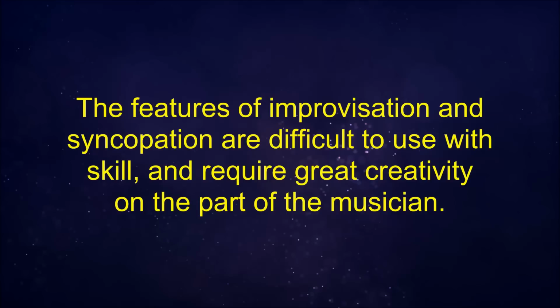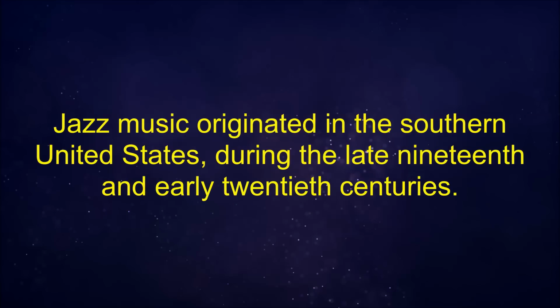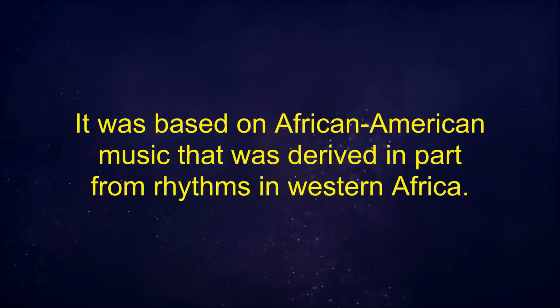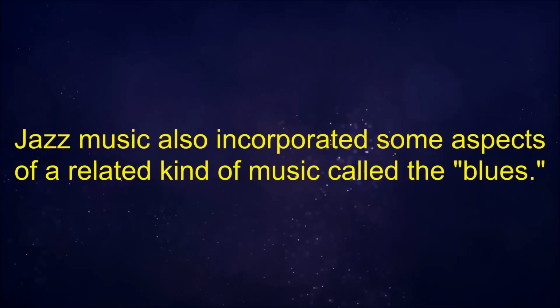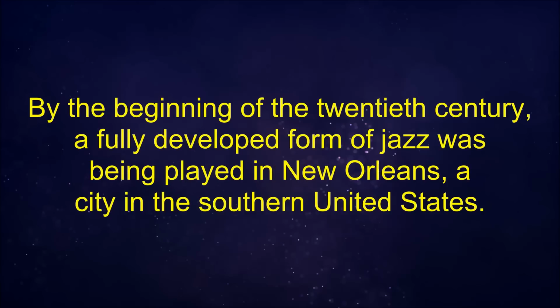Jazz music originated in the southern United States during the late 19th and early 20th centuries. It was based on African American music that was derived in part from rhythms in Western Africa. The earliest jazz musicians were influenced by a music style known as ragtime, which was popular during the late 19th century. Jazz music also incorporated some aspects of a related kind of music called the blues. By the beginning of the 20th century, a fully developed form of jazz was being played in New Orleans, a city in the southern United States.